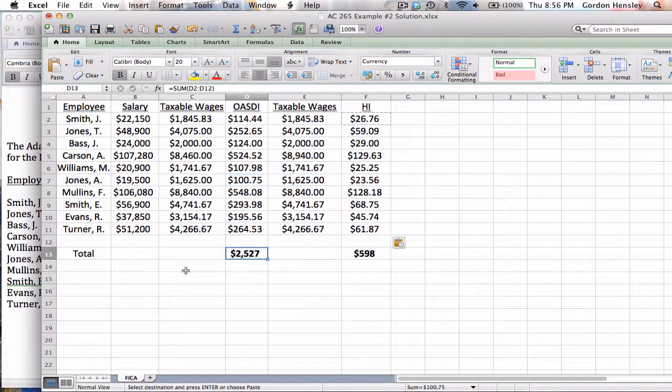But then by totaling the columns, I totaled all the OASDI. That totals $2,527, and I totaled the HI column. That adds up to $598. That's the employer part. So see, once you get the employee, then it's easy to get the employer. You just total it up, because remember, for every dollar, the employer matches it dollar for dollar. So that's the solution for example 2, Social Security.